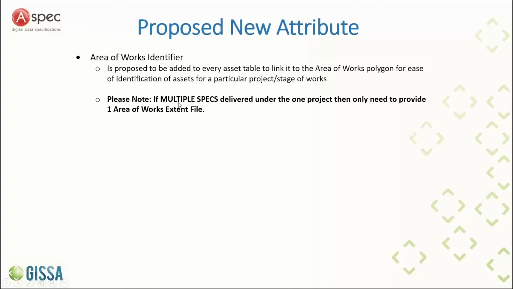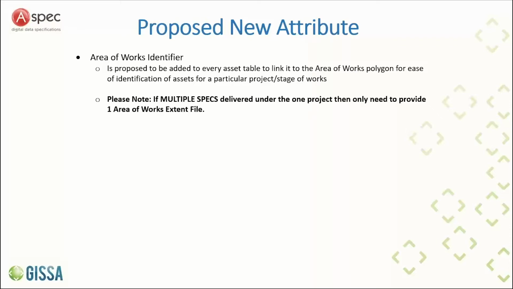So the intention is that we create one additional attribute that will sit in every table that will link those assets to the area of works identifier. And that way, our end users will not require the polygon to be able to link all of those common attributes to their assets. They can refer back to the area of works identifier. I hope I made that clear. If not, don't hesitate to make a comment.